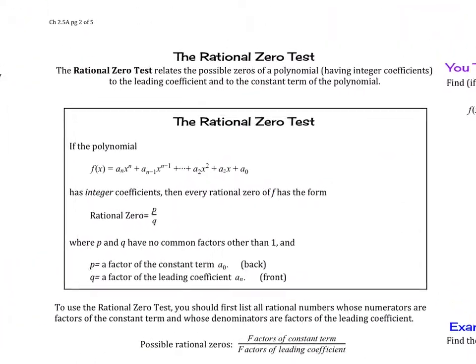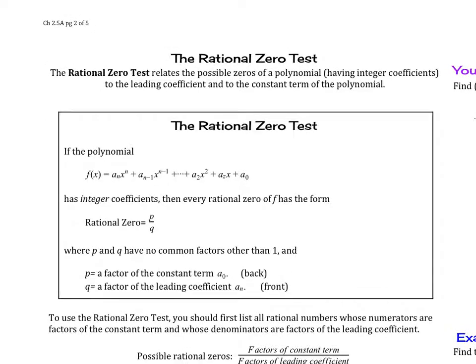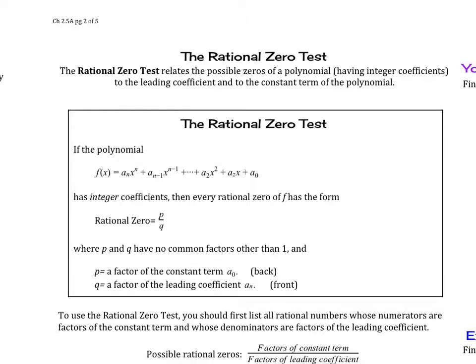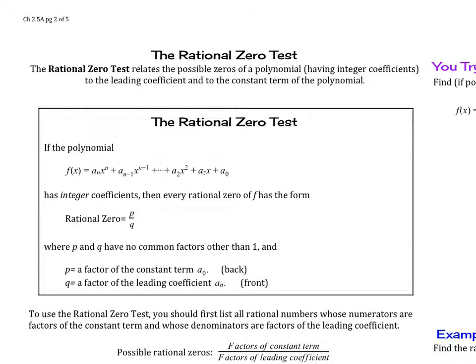So the rational zero test. The rational zero test relates the possible zeros of a polynomial having integer coefficients to the leading coefficient and to the constant term of the polynomial. So if the polynomial f of x here has integer coefficients, then every rational zero of f has the form p over q, where p and q have no common factors other than 1.